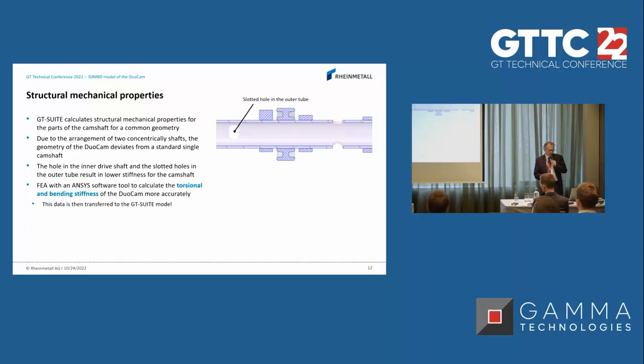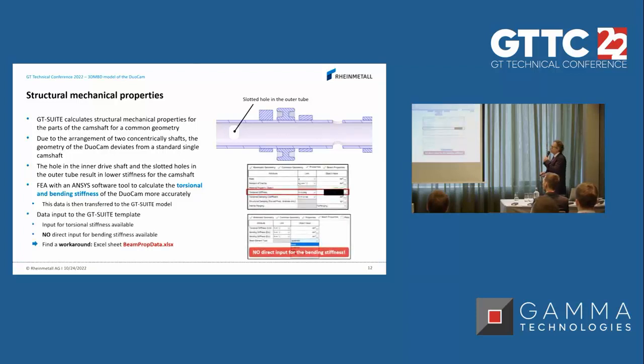Therefore, an ANSYS software tool was used to calculate the torsional and bending stiffness of the DuoCam more accurately. If you look now at the template, you can see an input for the torsional stiffness, but not directly an input for the bending stiffness. At this point, we have to find a workaround to convert the bending stiffness from the ANSYS tool and enter them as beam properties into GT Suite. The GT Suite Excel sheet beam prop data helped us for this conversion.